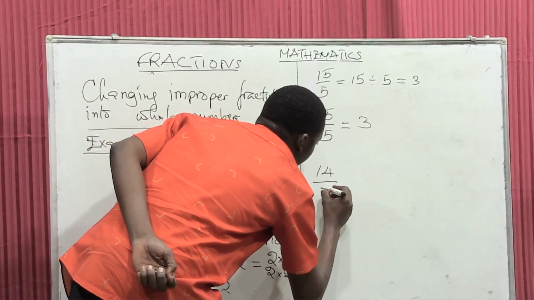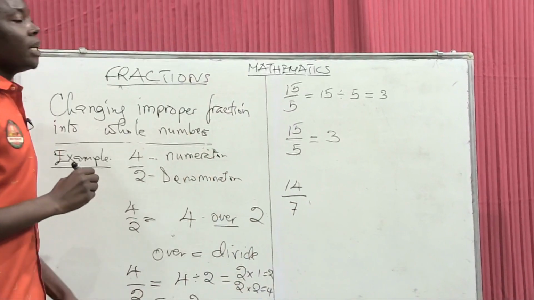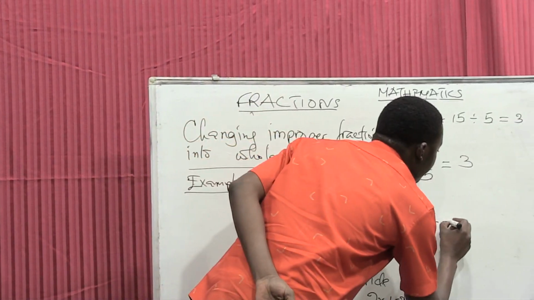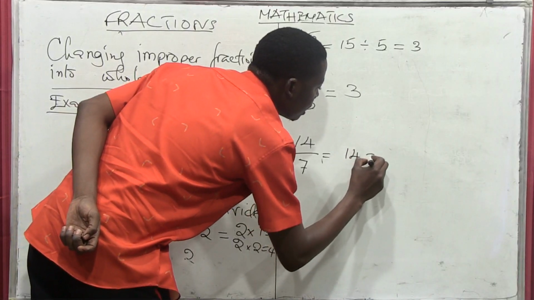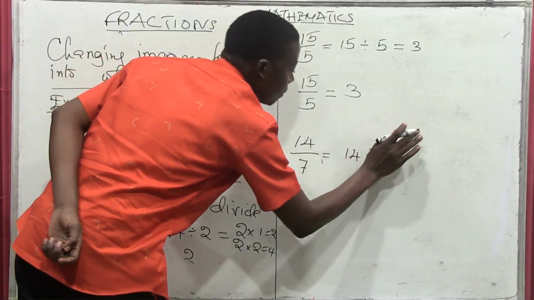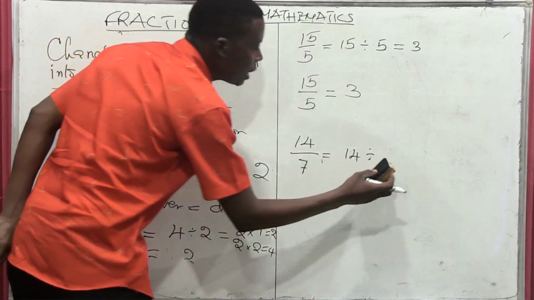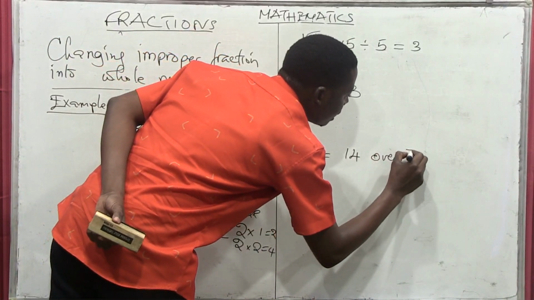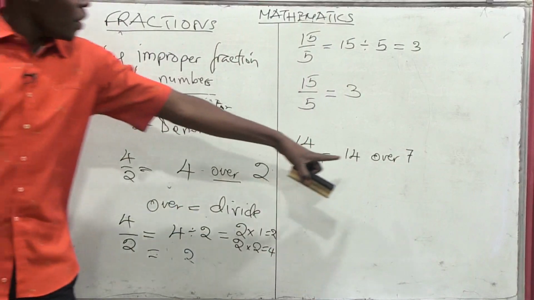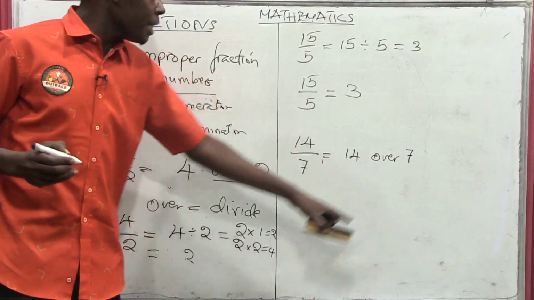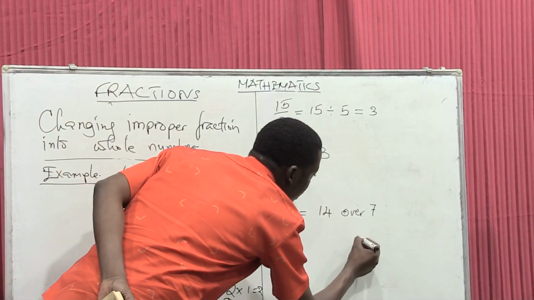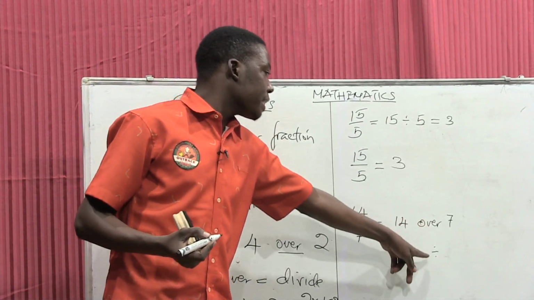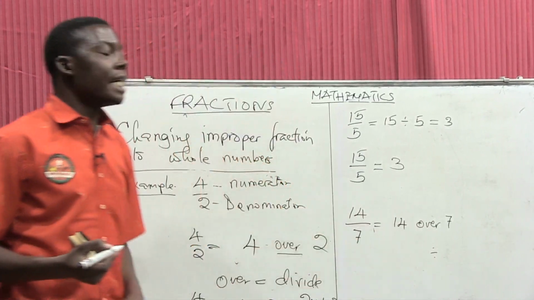14 over 7. This is 14 over 7. Now, the word over, we said the word over means divide. Divide in word. In symbol, the symbol of division is that one.